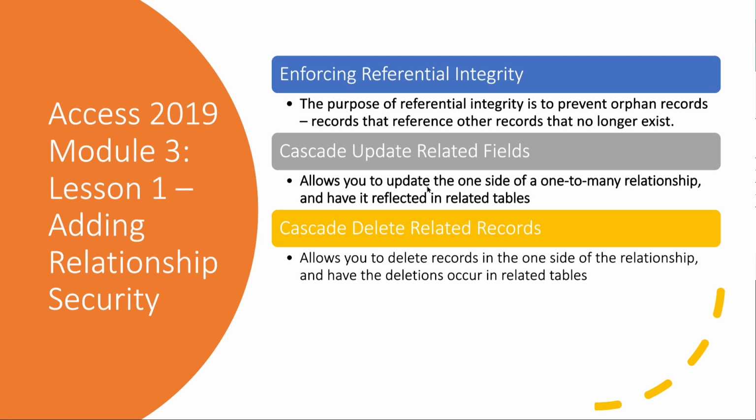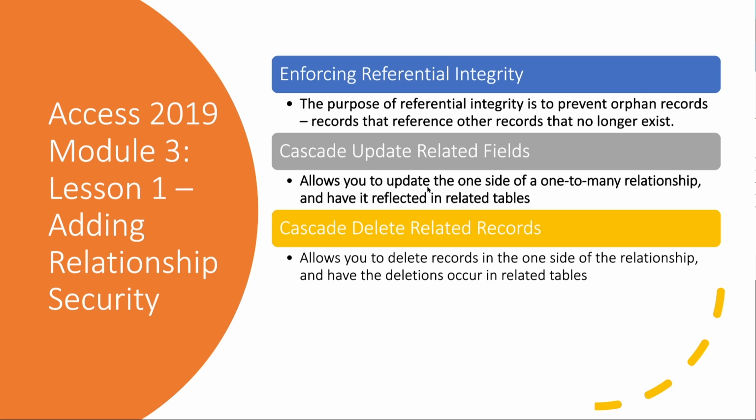That would allow me to delete or change a record, say in the customers table, but a reference to that record in a related table will not change unless you use the other two choices, the other checkboxes. So referential integrity prevents orphaned records. It will not allow referencing records that no longer exist. Those are known as orphan records.